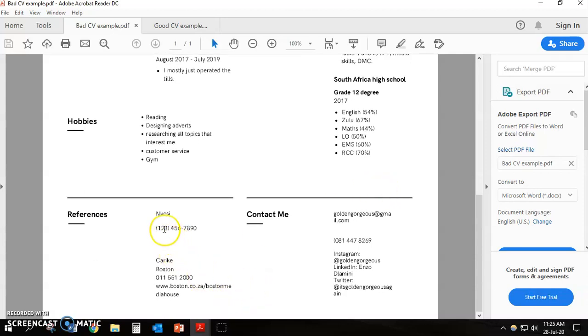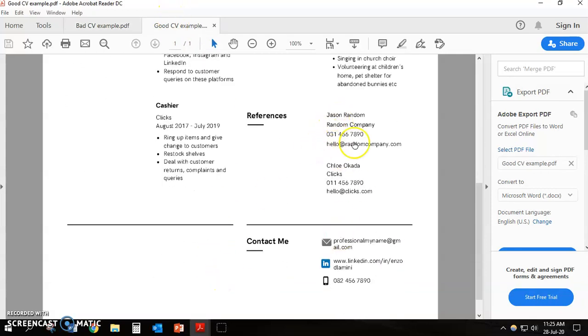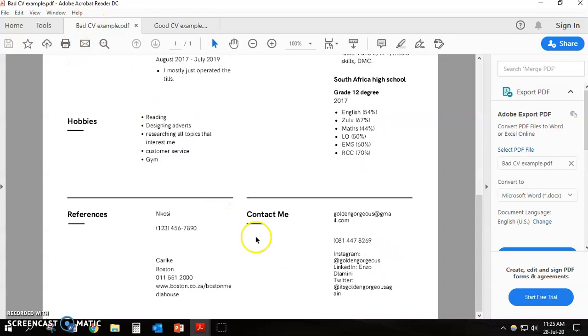Then we've got references here. Okay, so first of all, in Corsi, who on earth is this person? Where do they work for? And why are they a reference for you? Next, same thing with Karika at Boston. This is the general Boston phone number. Same thing with this website. So make sure that you give your references exactly like this, with their name, their company, their position, if you want to include that, their cell phone number, and their email address. And then finally, their contact details.